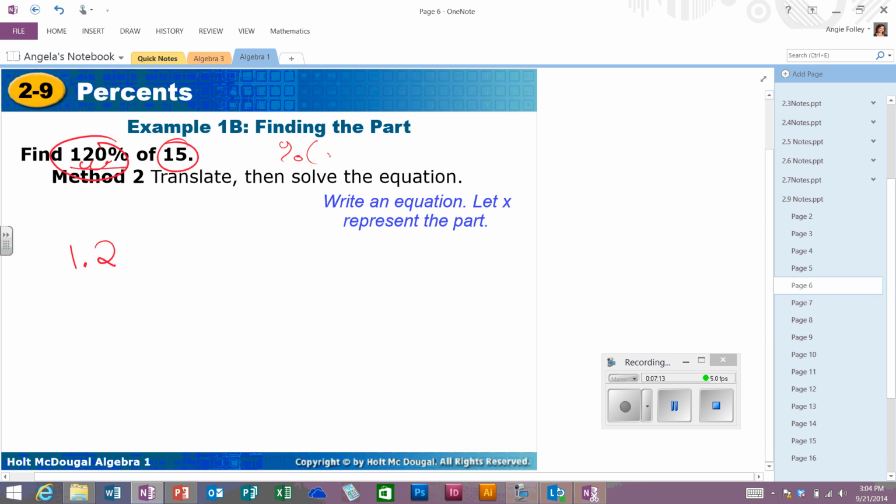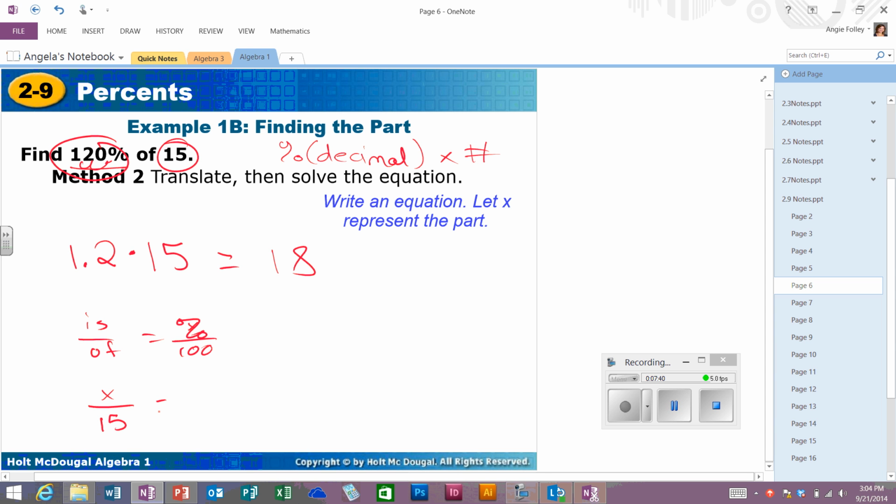And it's always the percent as a decimal times the number you want to find the percent of. So we would multiply that by 15, and that would tell us what is 120% of 15. And that answer comes out to 18. If you don't like this method and you want to use your is over of, you can do that. That's totally fine. So our is over of would be our x over 15 equals 120 over 100. And if you solved it by cross multiplying, you would still get 18.